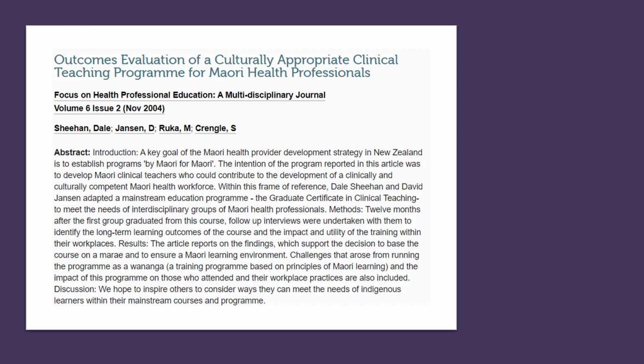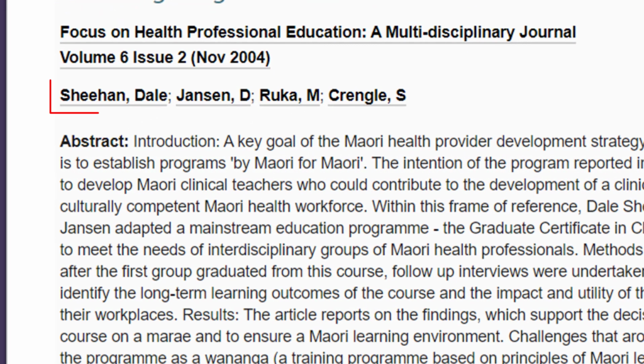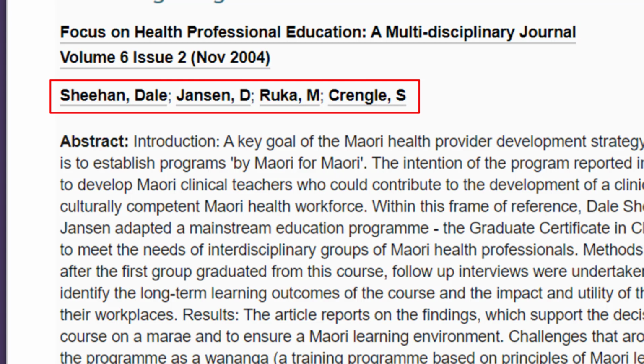When researching the treaty principles and their application to healthcare, I came across this article. It has identified that integrating kaupapa into training methods has a long-term effect on supporting and encouraging Maori health practitioners. It made me think that this could be beneficial to paramedicine in attracting Maori into the paramedic training programs. Now, as you look at this, you should be able to see who the authors are, so there's 4 of them, and what year the article was published, namely 2004.